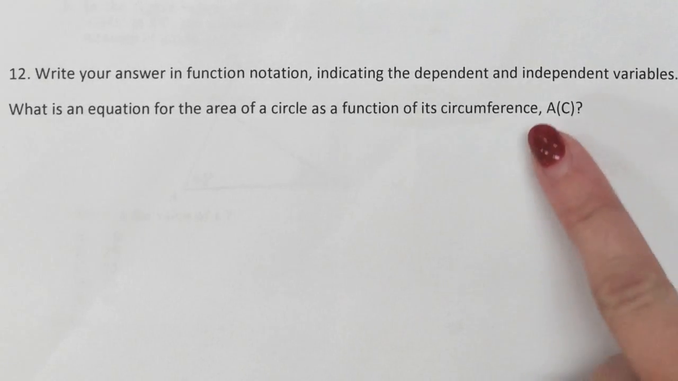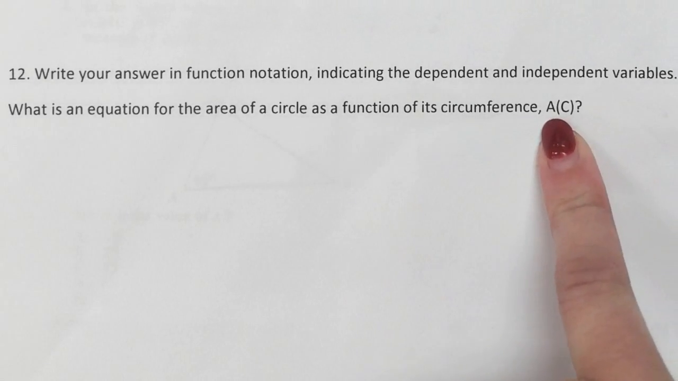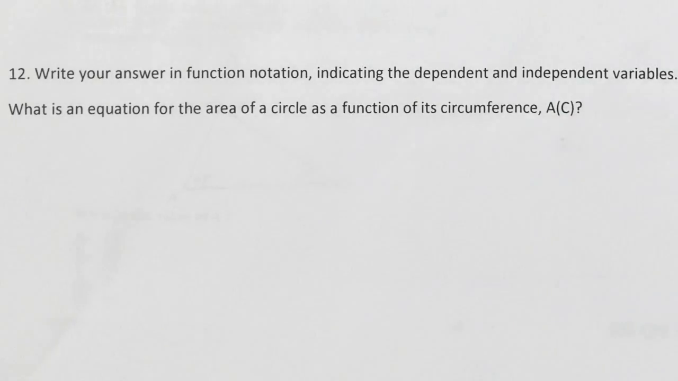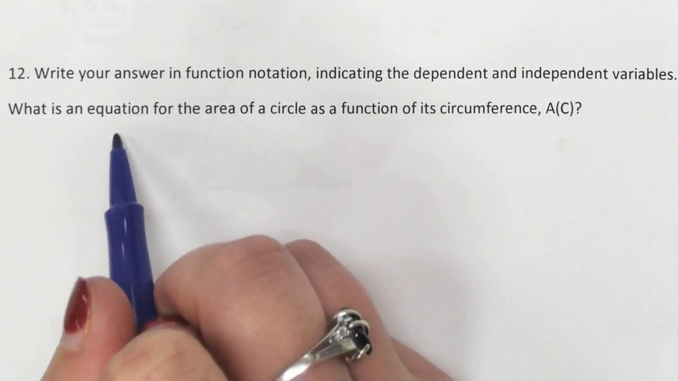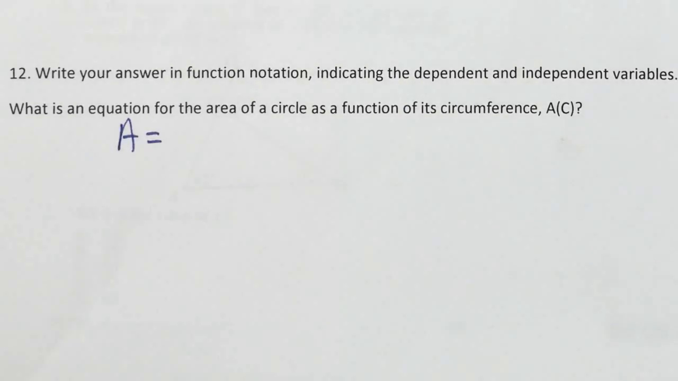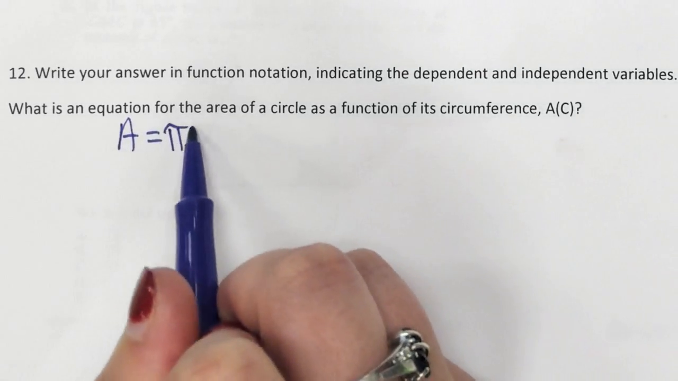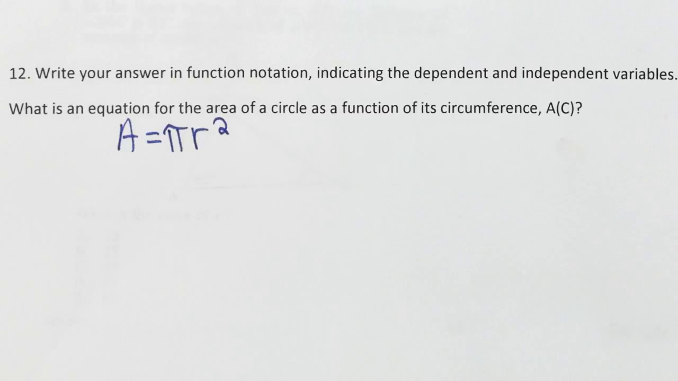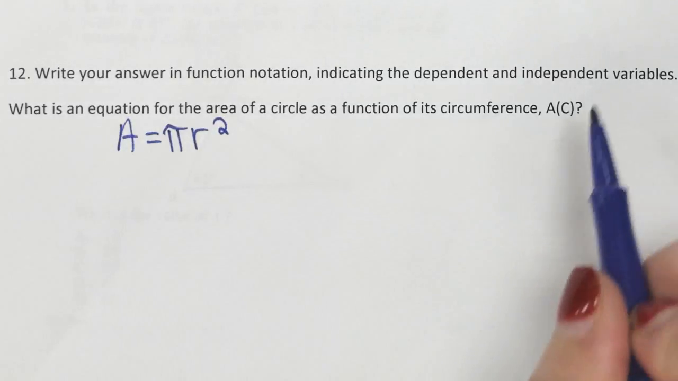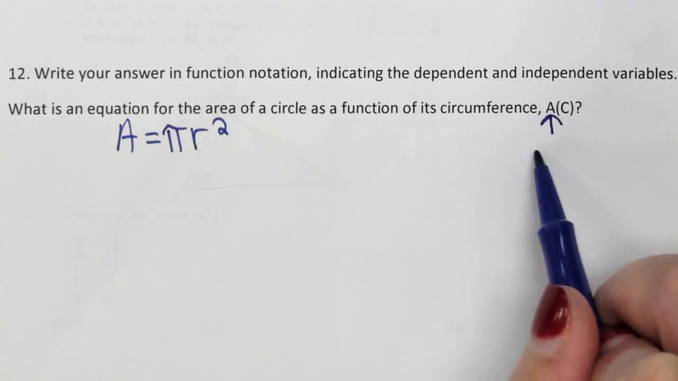So do y'all remember how to say this right here? A of C. Very nice. A of C. Okay? All right. So it wants you to write an equation for what? Read it. Area of a circle. What's the equation for area of a circle? Pi times the radius squared. Very nice. That is what the A stood for, correct? The A stood for area.